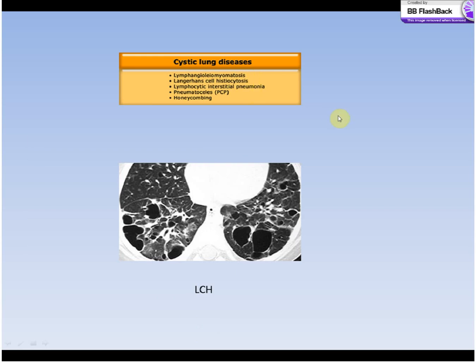LAM is a condition that exclusively affects women, although I believe there's one case report of a man who had it. Has cystic lung disease, and in this case tends to spare the costophrenic angles. Pneumatoceles, not unusual to see in development of the lung, but also in areas of trauma or resolving infection. And interestingly, with pneumatoceles, if you took a CT scan today and saw one cyst, in 3 to 6, 9 months, that pneumatocele would be gone.